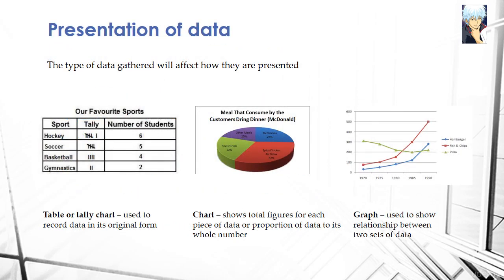The last aspect we have to consider is the presentation of data. We've studied already that market research is where you gather, analyze, and try to interpret information. So when you're trying to interpret information, you try to present it in a way that could be understood by those that require the data in order to make decisions about what product to develop or what kind of approach should be taken with regard to marketing. You could use a table or tally chart to record data. You could use a chart which shows a proportional figure for each set. Or you could use graphs to show relation between two sets of data.